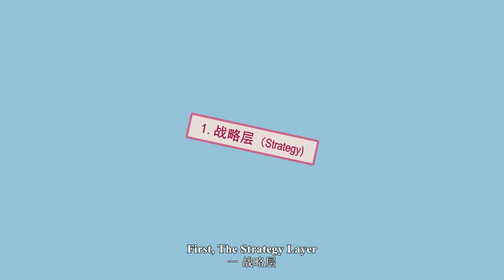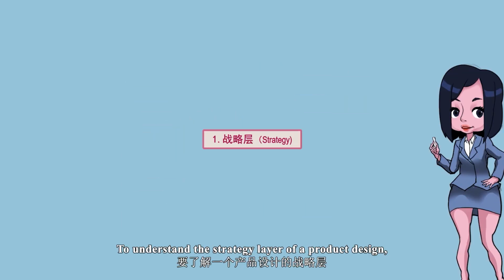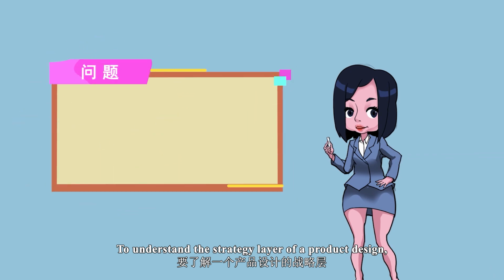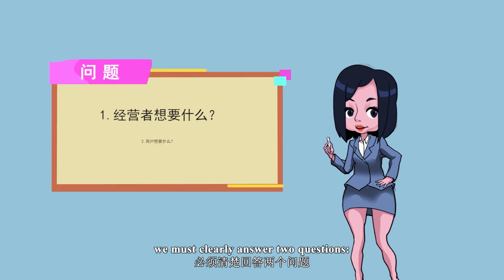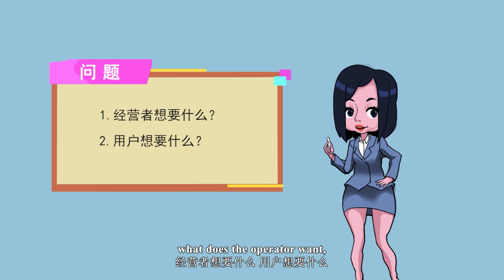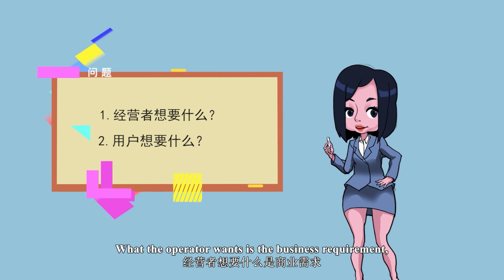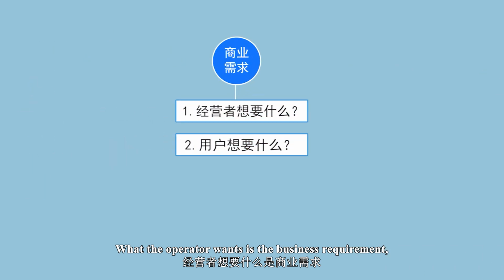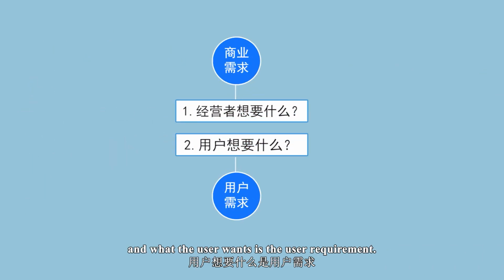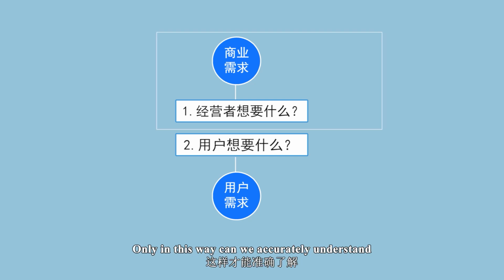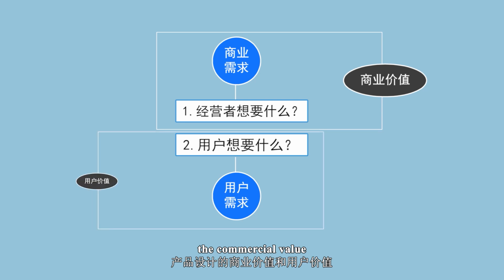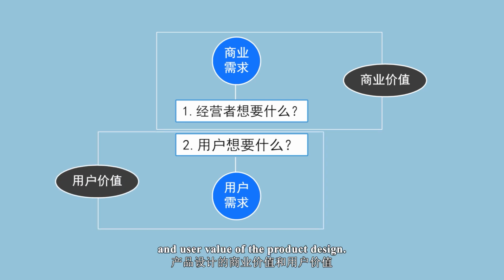First, the strategy layer. To understand the strategy layer of a product's design, we must clearly answer 2 questions. What does the operator want, and what does the user want? What the operator wants is a business requirement, and what the user wants is a user requirement. Only in this way can we accurately understand the commercial value and user value of the product design.